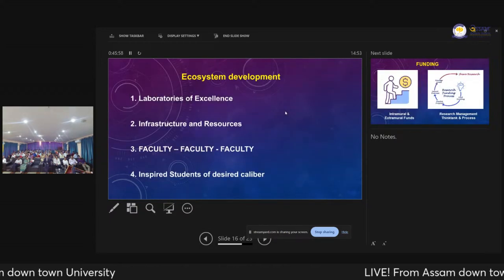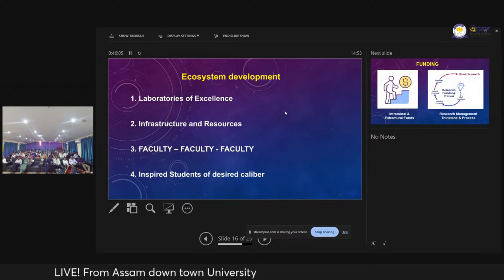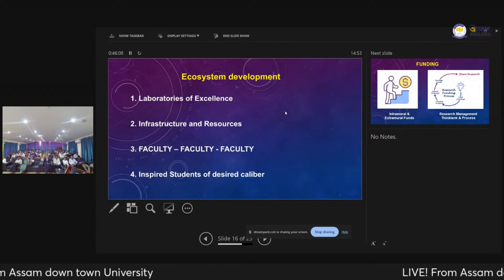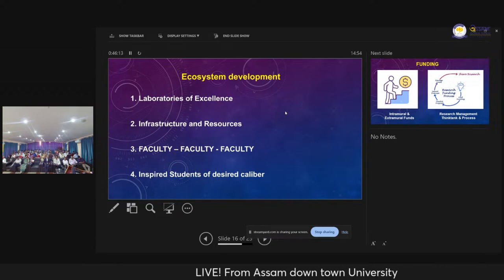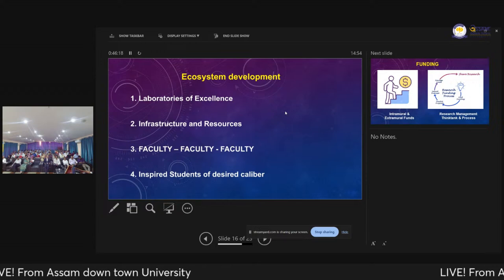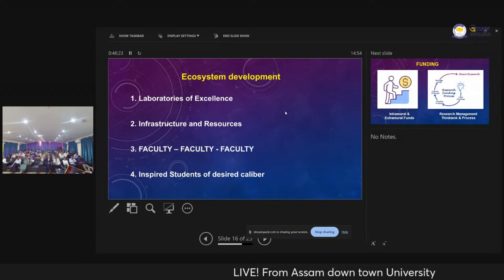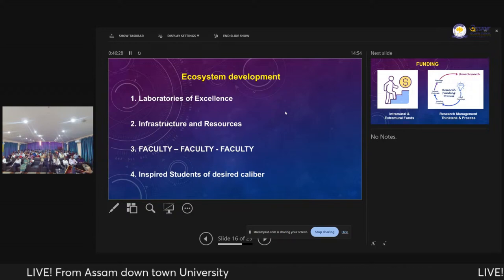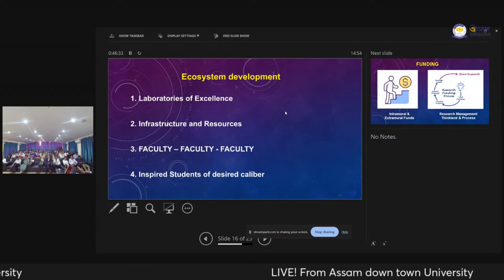Now, when it comes to ecosystem development for research, if research will stand in all areas, naturally, some kinds of infrastructure and resources and labs are needed. No institution will be able to invest at the same time. It's impossible. That's why I talked about this. So priorities have to be set up. Four or five areas have been identified, those areas where investment needs to be put in to begin with.